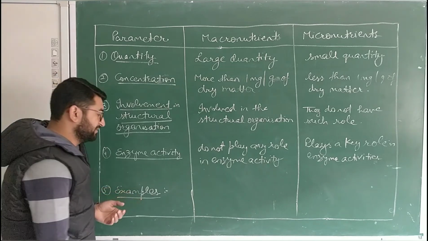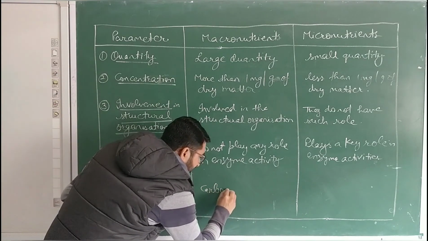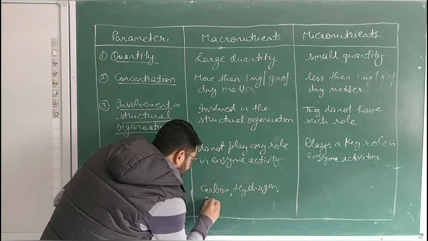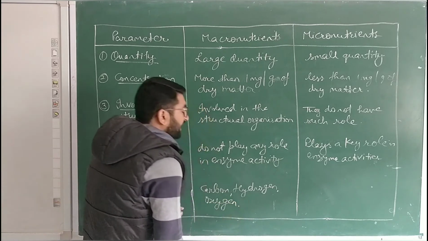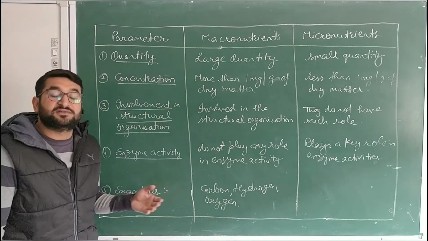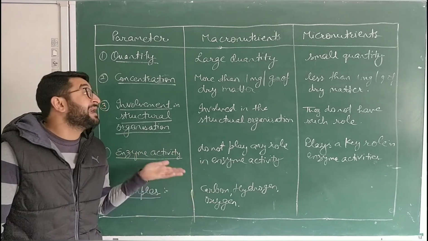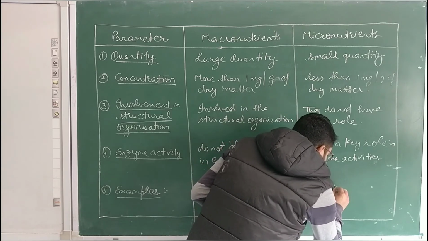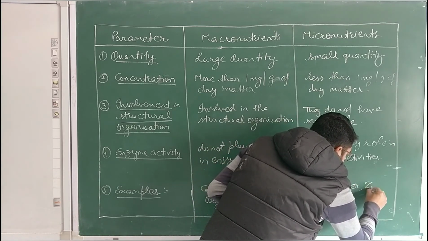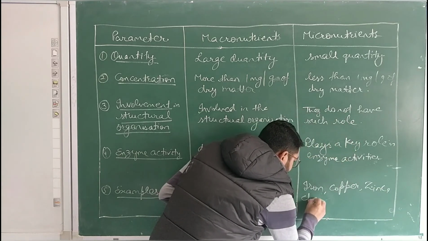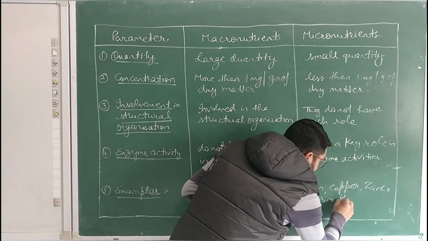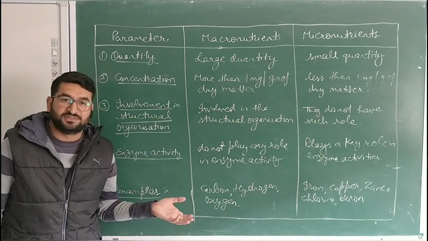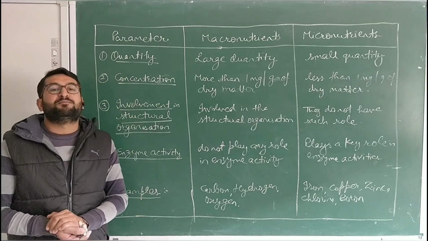And the fifth point is example. Carbon, the symbol of carbon is C, hydrogen, oxygen, nitrogen, potassium, phosphorus, sulfur, magnesium, calcium, these are macronutrients. And the micronutrients are iron, copper, zinc, chlorine, boron, molybdenum, etc. These are micronutrients. So that is the difference between macro and micronutrients.